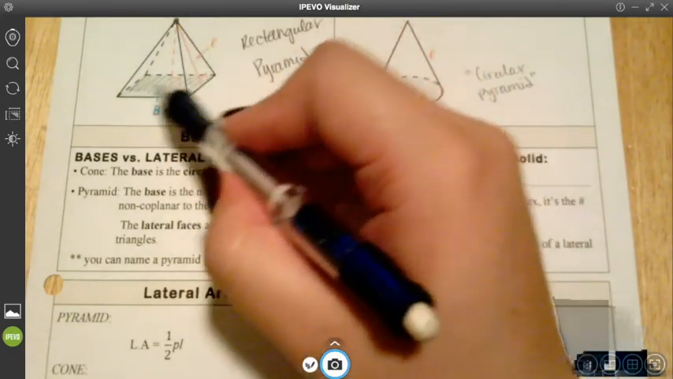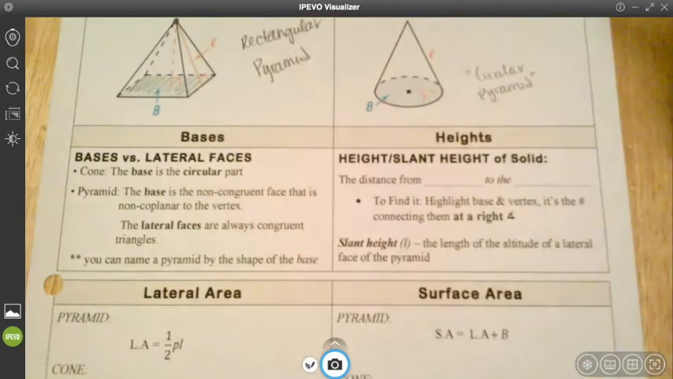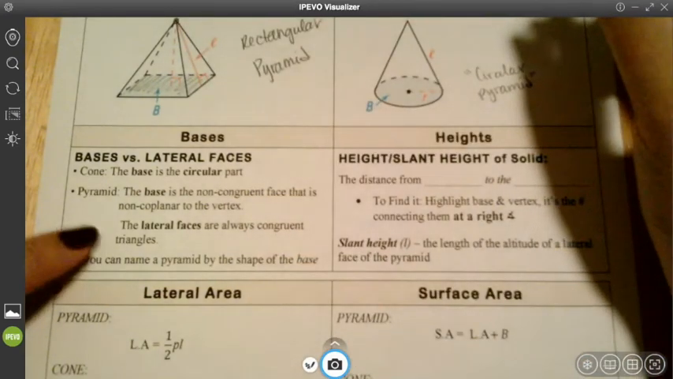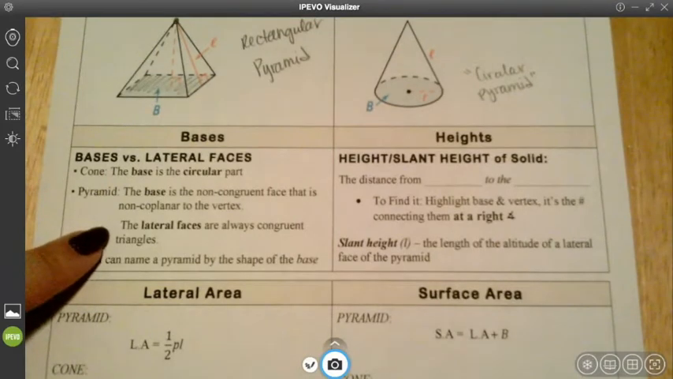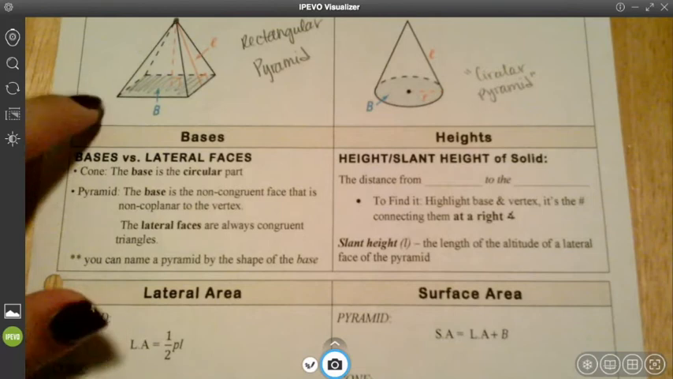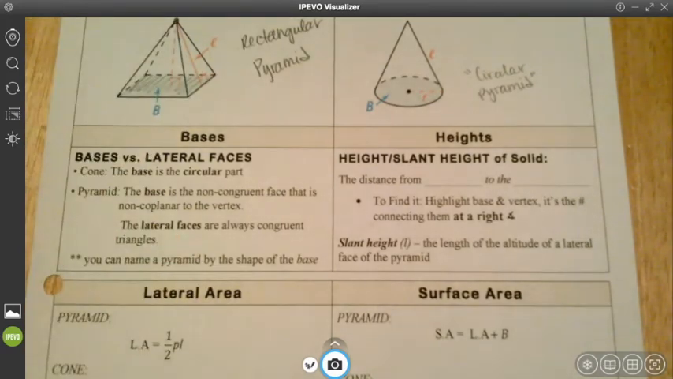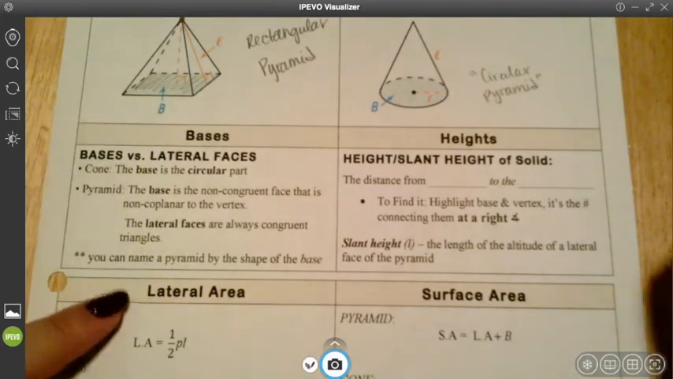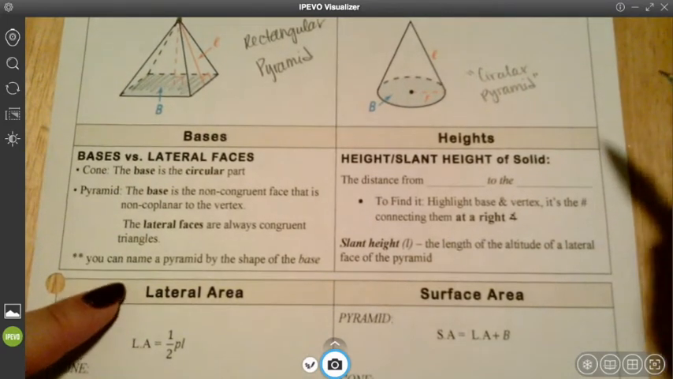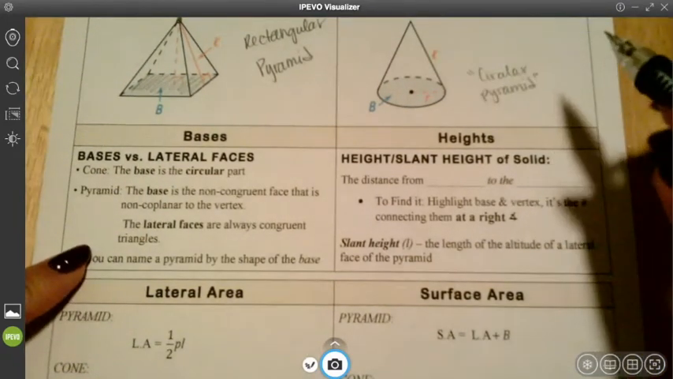So we're looking for the side that doesn't have that point of convergence. In these pyramids, the base is non-congruent and non-coplanar with the vertex. It also has congruent lateral faces that are triangles. So we're looking at regular pyramids, meaning that the sides are always going to be the same. And we name it by the shape of the base, just like we did for prisms.